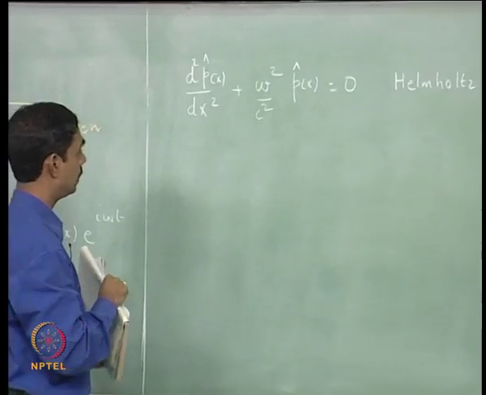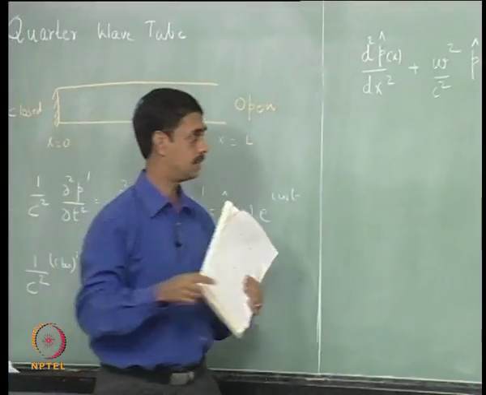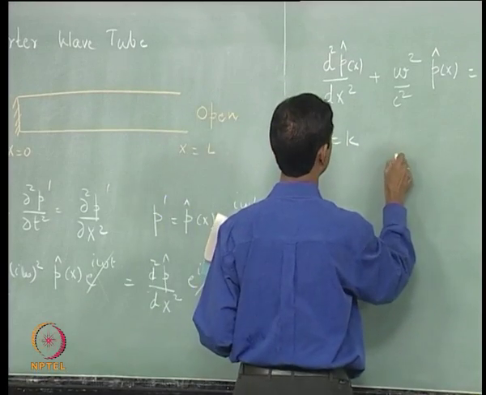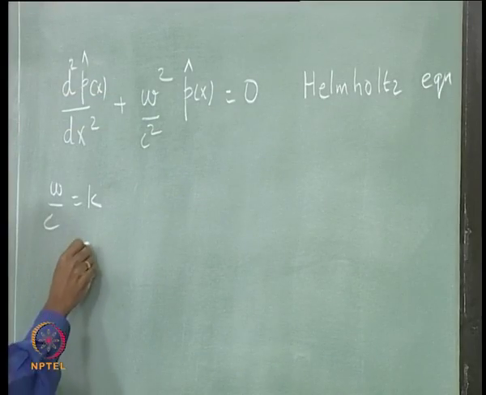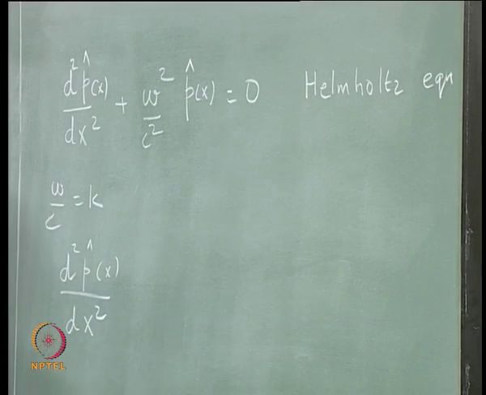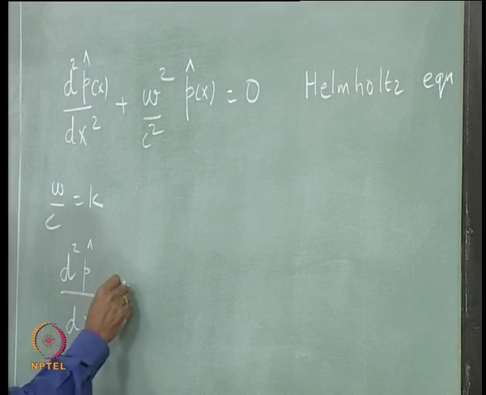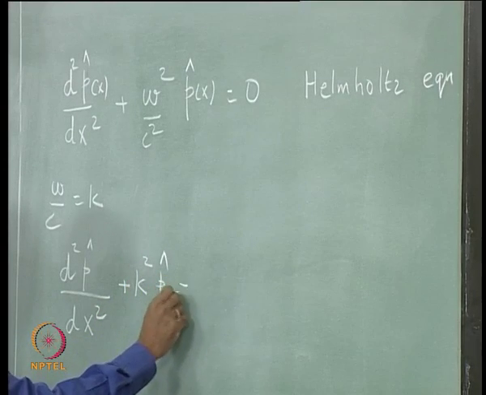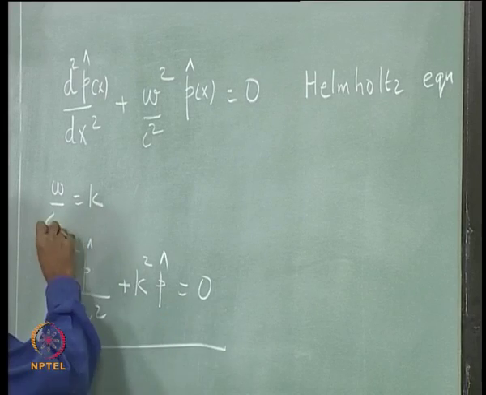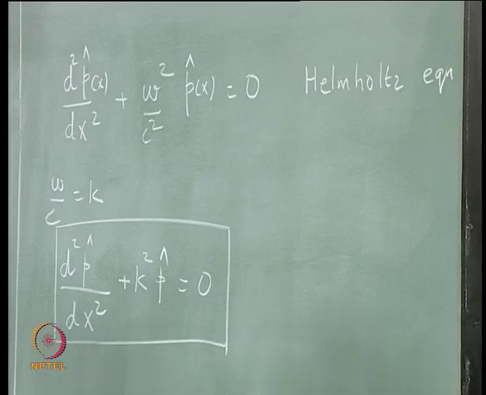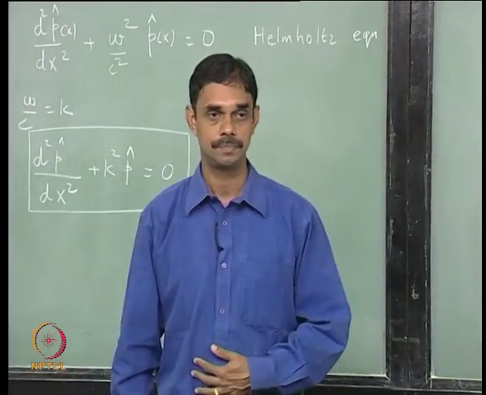We can rewrite omega over c as k. So we can indeed rewrite this equation as d squared. I think from now on I will not write this dependence on x explicitly. I guess by now we are clear that p hat depends on x. And so this is the equation that we need to solve, and let us now think about what the boundary conditions are.